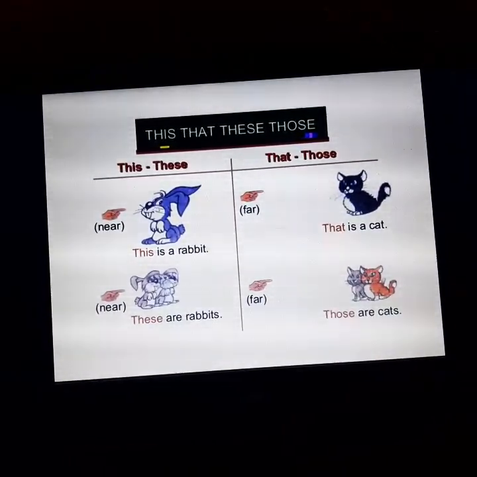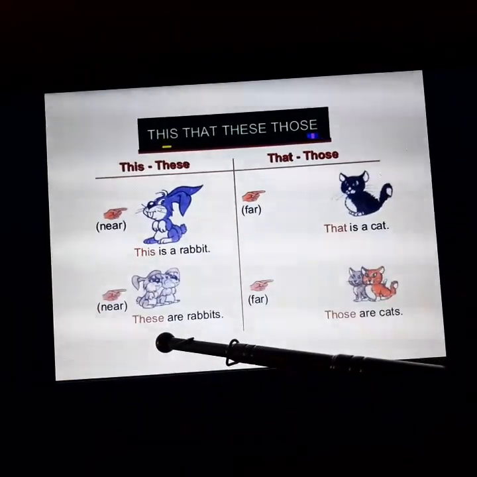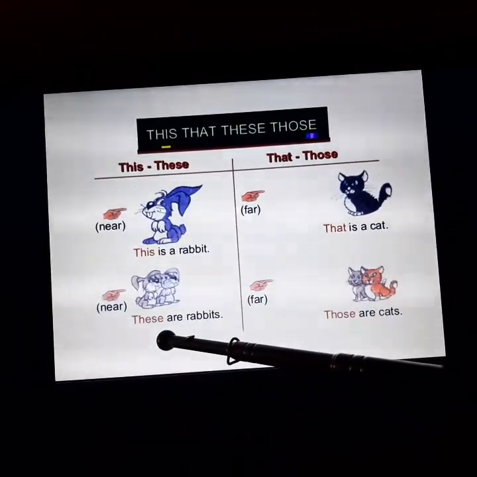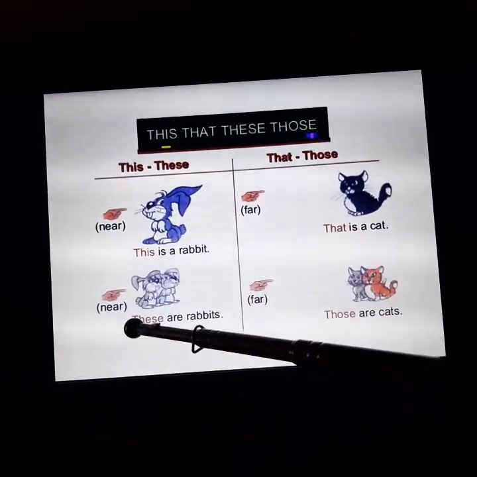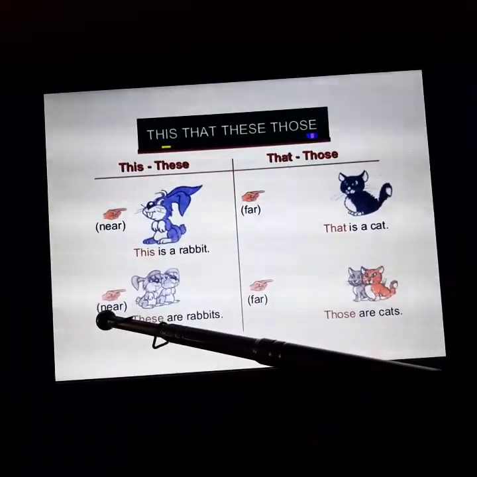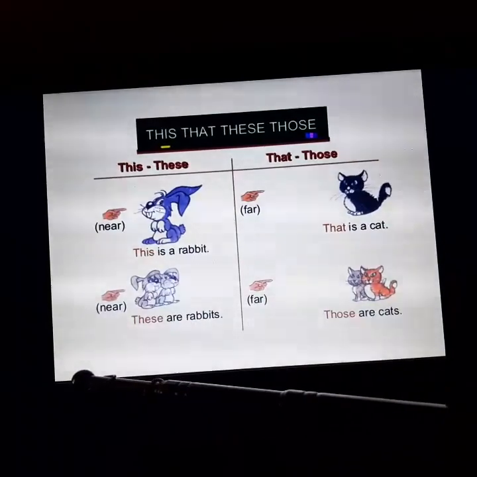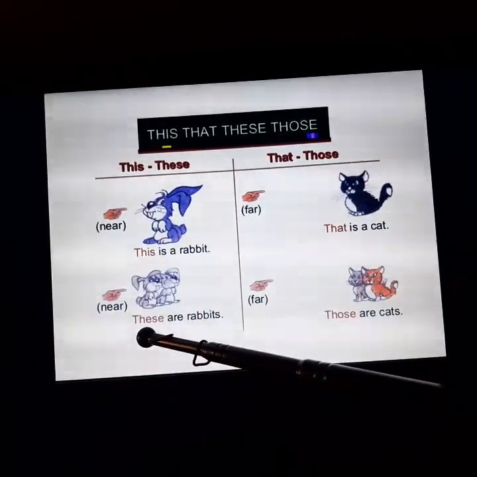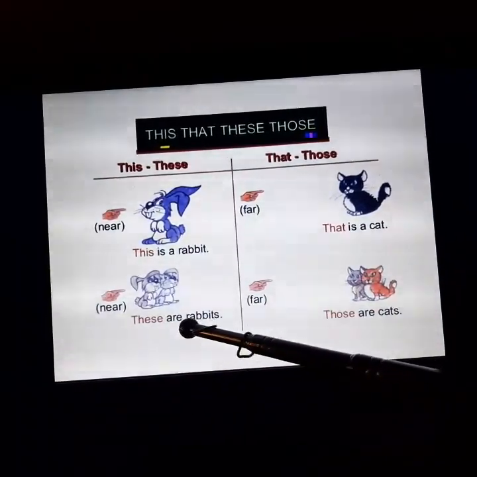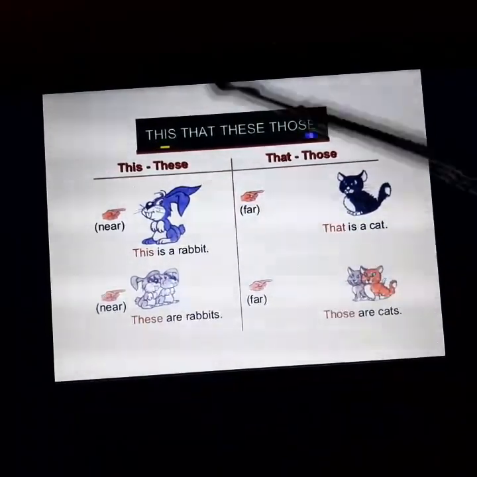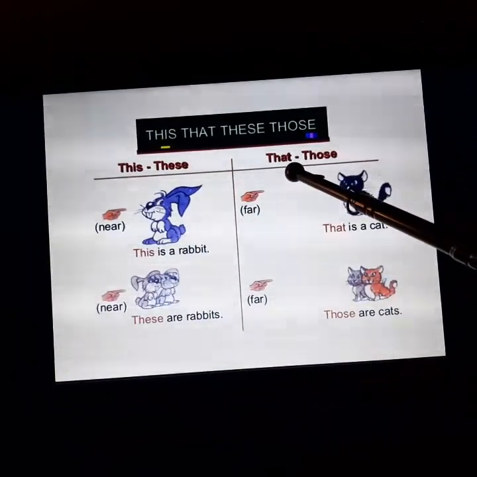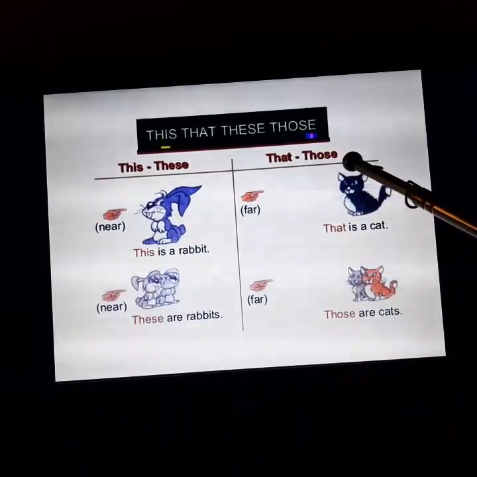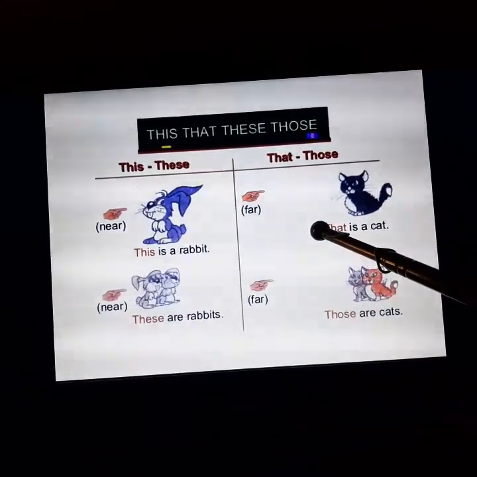Now children, we will see these and where it is used. So children, here we have two rabbits. Now these rabbits are near us, so we will use these. These are rabbits, and are is used when we talk about many things. So children, now instead of that we will use those. First we will see that.